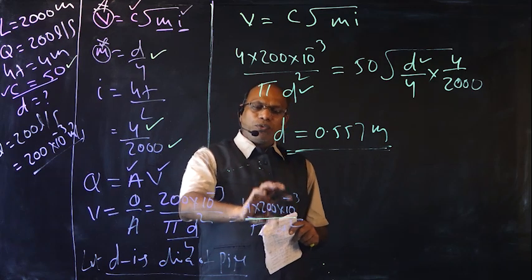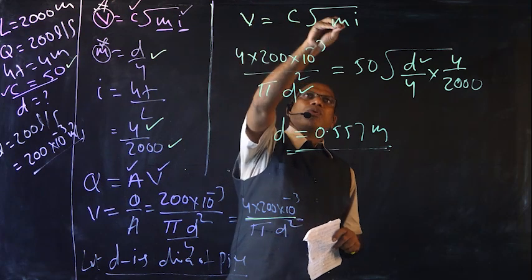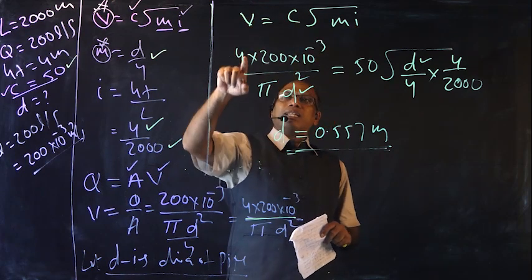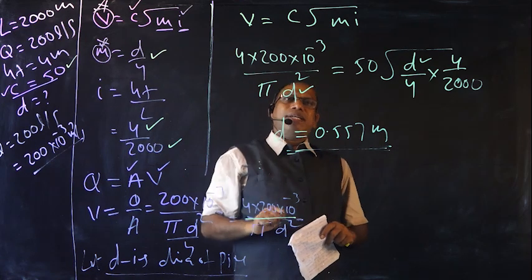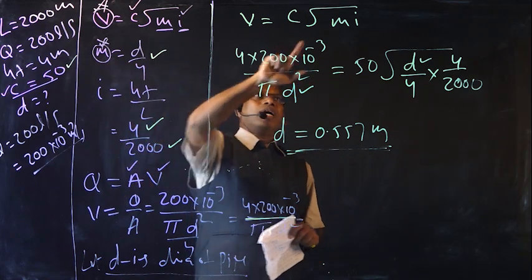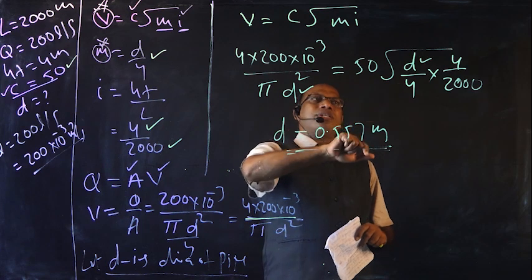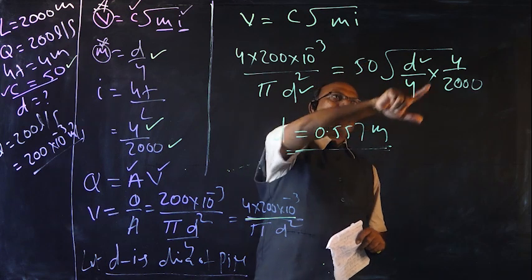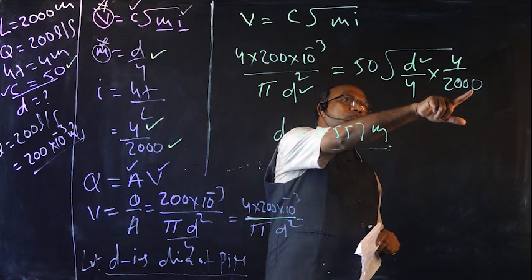Now this value V is substituted in the main equation. Main equation: V is equal to C root Mi. V is nothing but 4 into 200 into 10 power minus 3 divided by pi d square, is equal to C, which is 50, given in the problem. M is the hydraulic mean depth, that is equal to D by 4 in circular section. Right, and i is equal to HF by L. HF is given as 4 meters, L is given as 2000 meters.